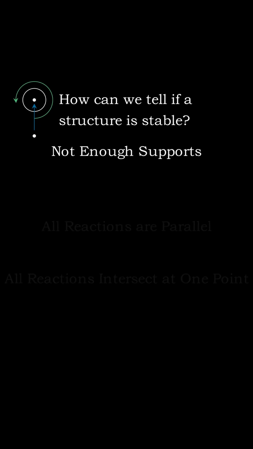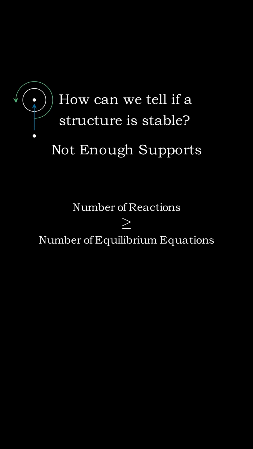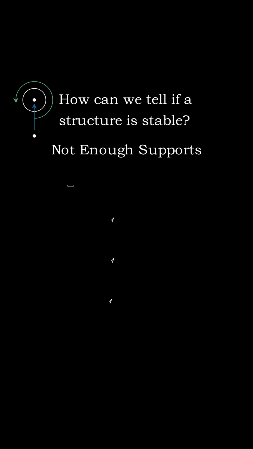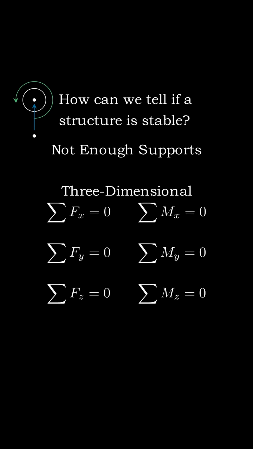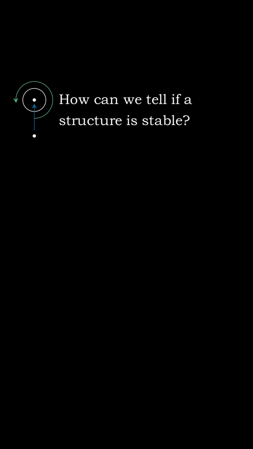The first red flag is the easiest one to check. A structure is only stable if all the static equilibrium equations can be satisfied. There has to be at least one reaction for each equilibrium equation for the structure. 2-dimensional structures need at least 3 reactions, and 3-dimensional structures need at least 6. For every reaction short of that minimum number, there's at least one equilibrium equation that the reactions can't satisfy. If any one of the equilibrium equations can't be satisfied, then the structure has to be unstable.